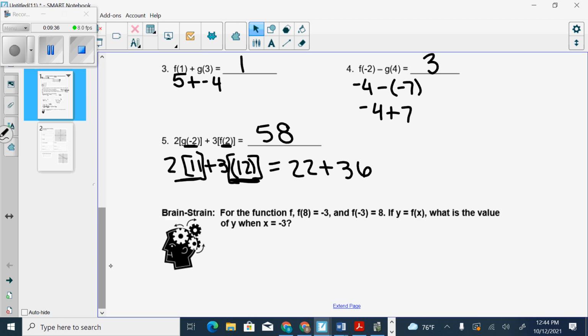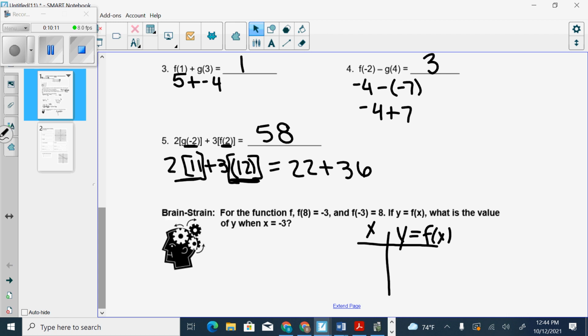All right. Here at the bottom it says, for the function f, f of 8 is equal to negative 3. f of negative 3 is equal to 8. If y is f of x, what is the value when x is equal to negative 3? So let's think about that for a second. If I broke down that information and made a little table, x is here, y is here, and y and f of x mean the same thing, right?